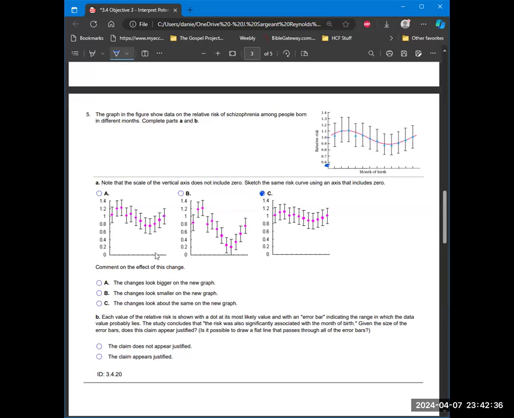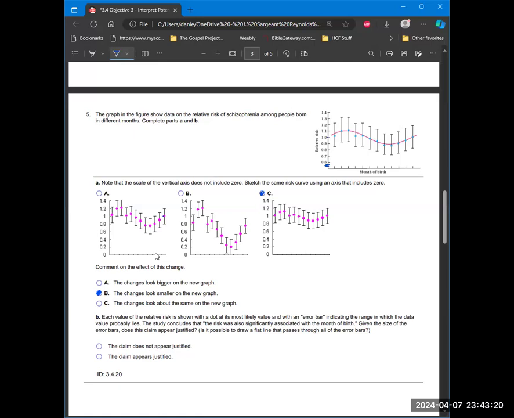You'd have to go point by point and make sure that the bars and the point estimates all matched each other. So comment on the effect of the change. The changes look smaller in the new graph. Each value of the relative risk is shown with a dot at its most likely value with an error bar indicating the range in which the data value probably lies. Again, this is a confidence interval.